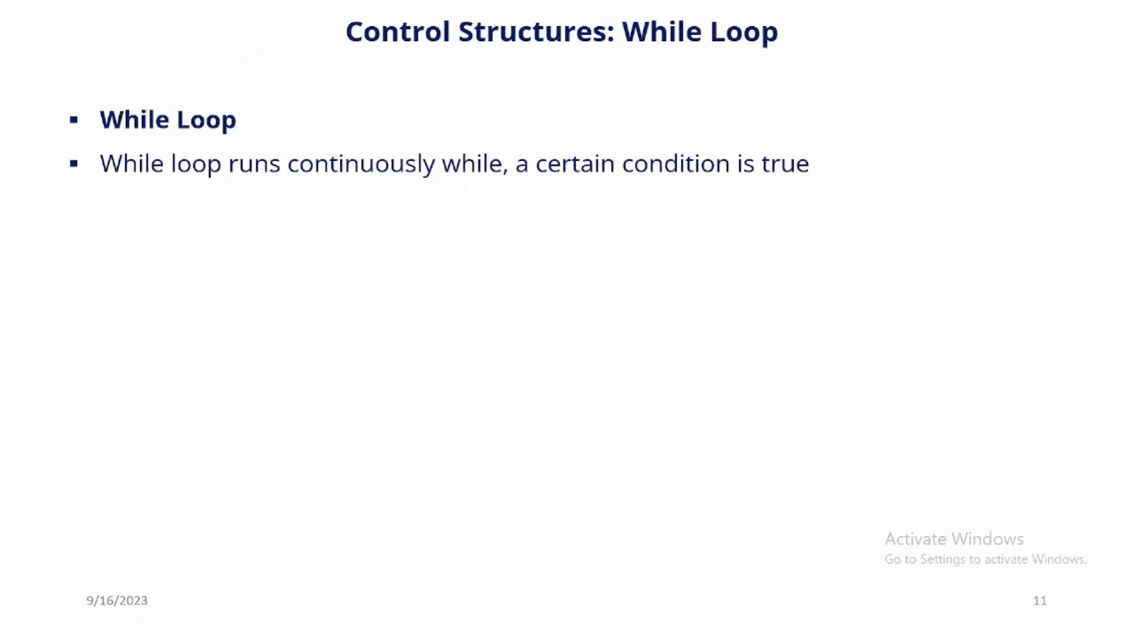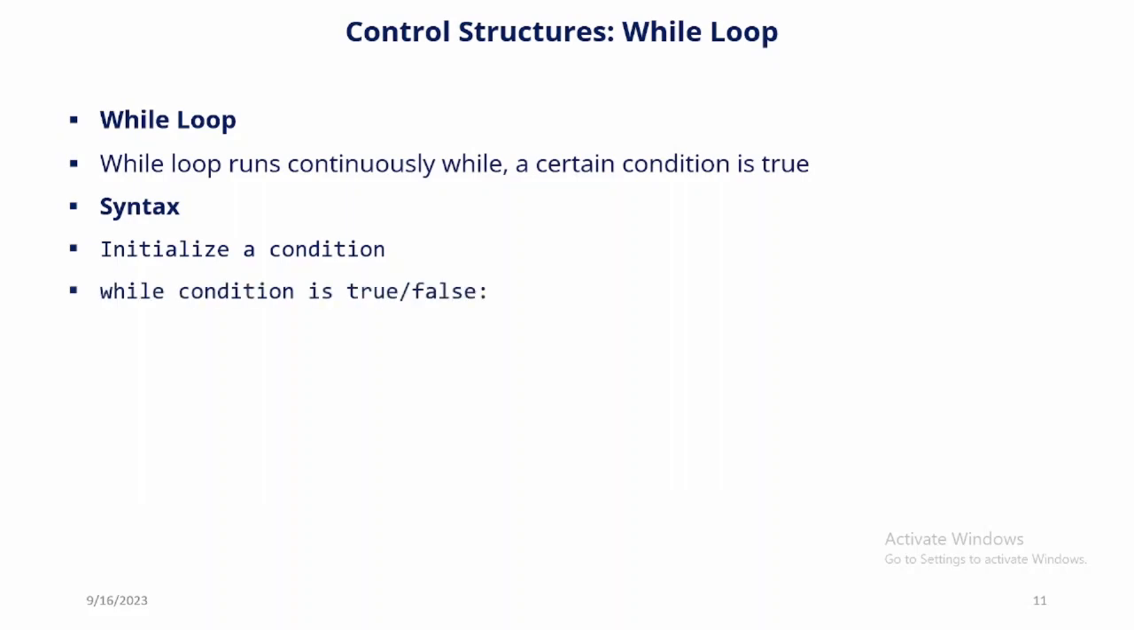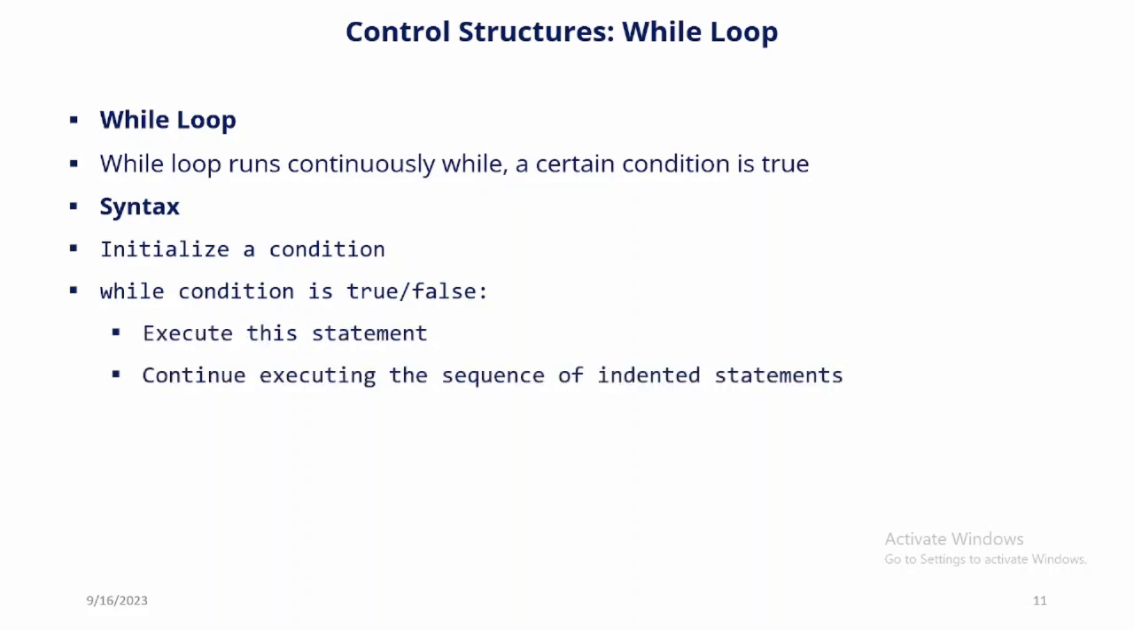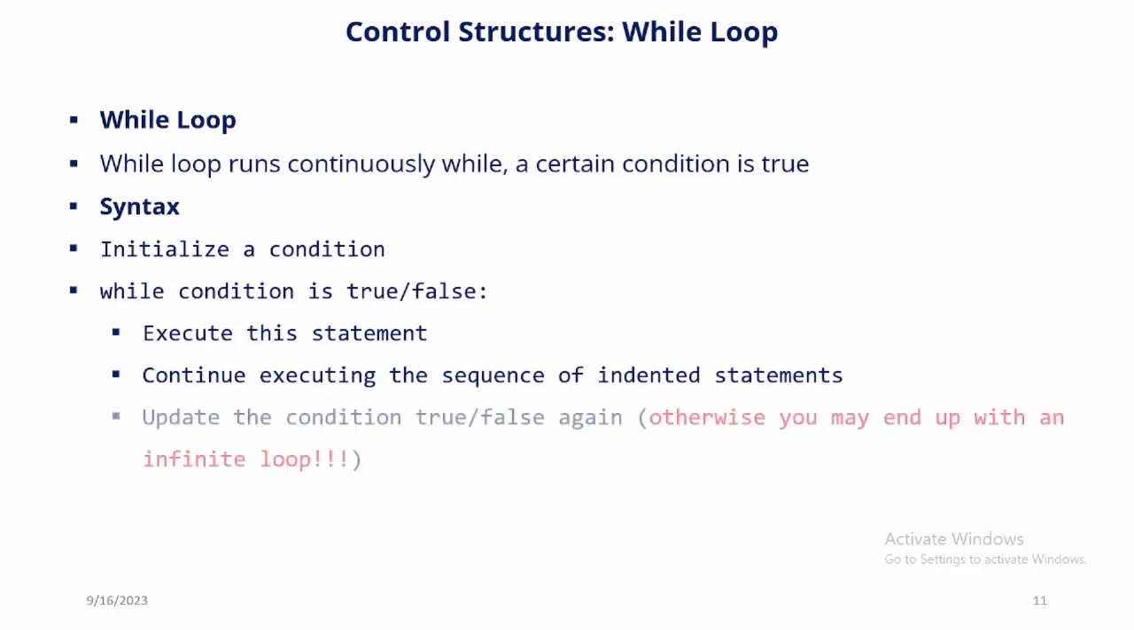For the while loop, the loop runs continuously while a certain condition is true. The syntax is: we initialize a condition to begin with, and then we test. While the condition is true, execute a statement or a sequence of statements, continue executing the sequence of indented statements, and update the condition. Otherwise you may end up with an infinite loop. We are going to see that in practice.